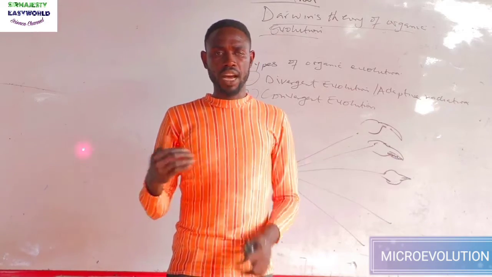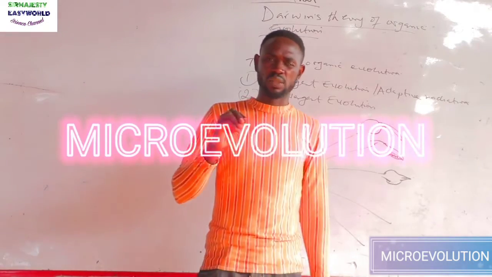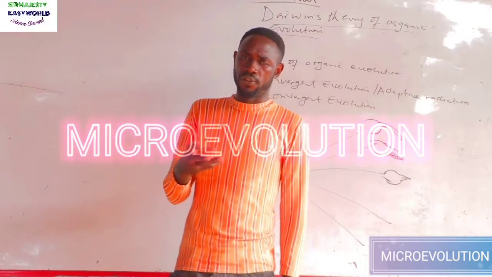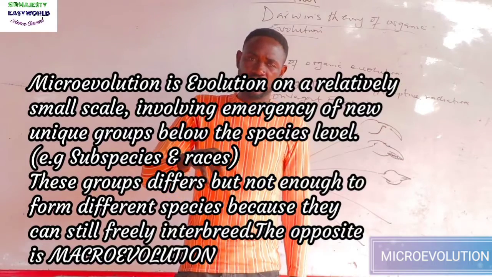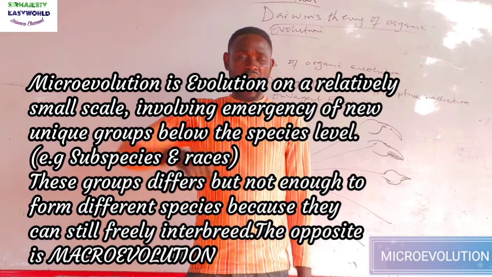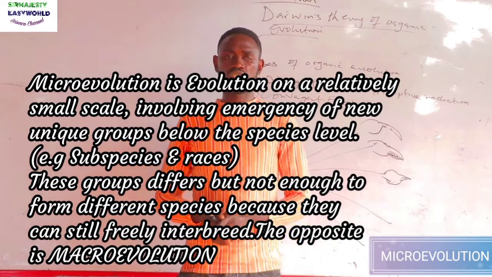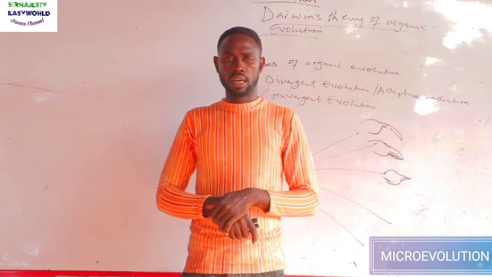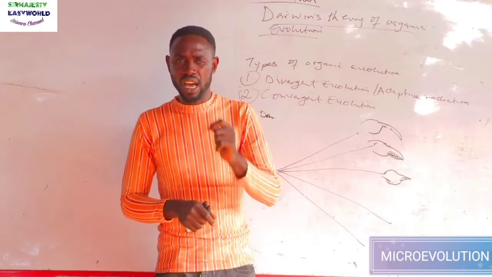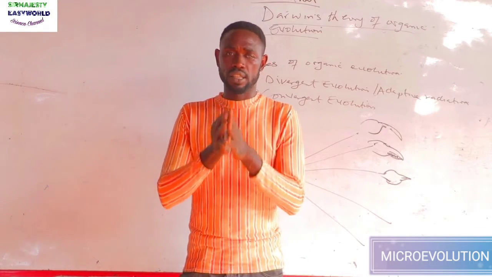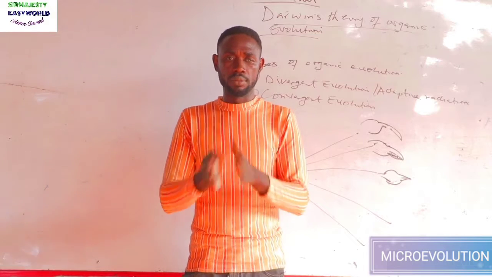Then another one is microevolution. Evolution on a small scale, that is not enough to differentiate a species. See what I mean? That is evolution happening within a species, but it is not capable of making the group a new species altogether. That is microevolution. Examples of microevolution are industrial melanism and sickle cell anemia.